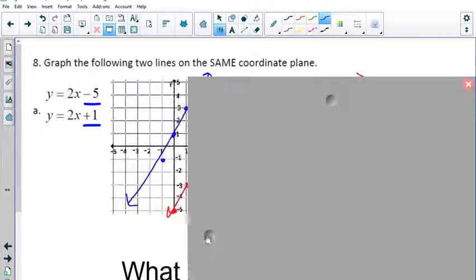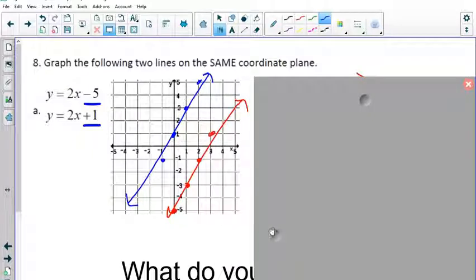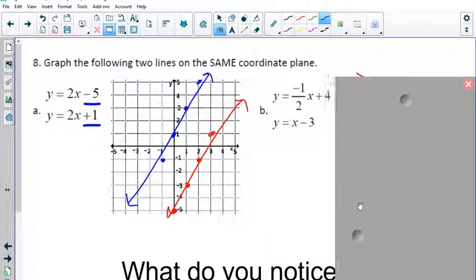So your graph should look like this when you're done. And notice these are what we call parallel. I'm going to give you another second, and I want you to graph these two.